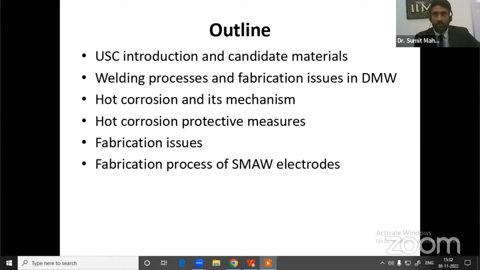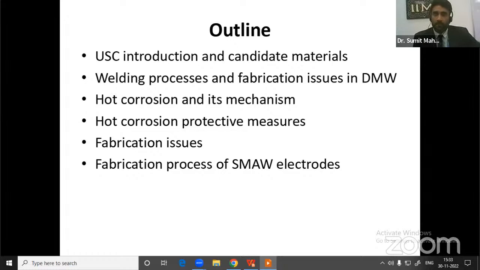Dissimilar means we choose various metals and join them with the help of welding. So if the materials are not from the same family, we call it a dissimilar metal weld. There are some issues related to these welds at high temperature. The very common issue is hot corrosion. So we'll discuss hot corrosion and its mechanism in the next slides. After that, the hot corrosion is a major issue, so we need to protect our materials or welds from it. So we'll also discuss some of the major aspects to protect the materials from this hot corrosion.